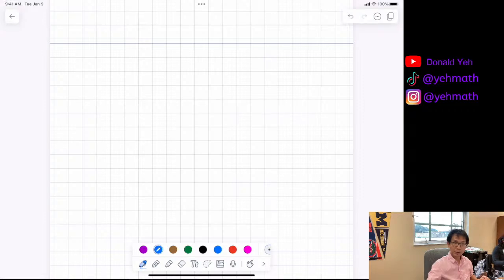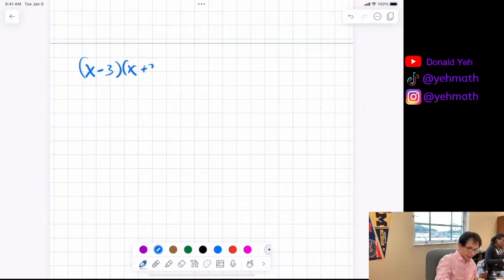So what is a polynomial inequality? What if you have something like x minus 3, x plus 2, and x minus 5 is greater than 0?